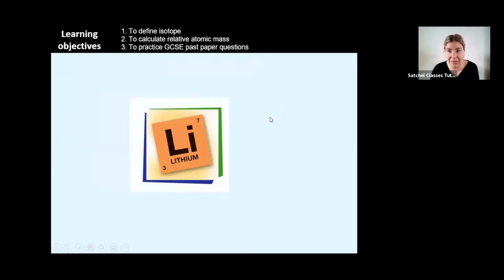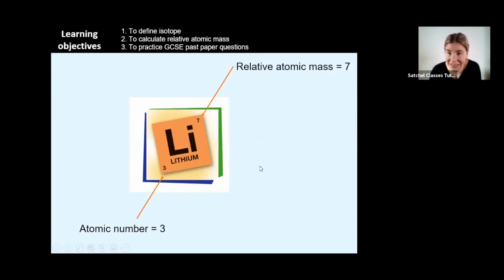Let's just quickly recap that in case I've lost anyone. So every element on the periodic table has a symbol, it'll have the name, and it'll have the atomic number and the relative atomic mass, or the mass number. I'll quickly show you how it might look on different periodic tables, because I know, for example, AQA and OCR have slightly different periodic tables that they give you in your GCSE chemistry.